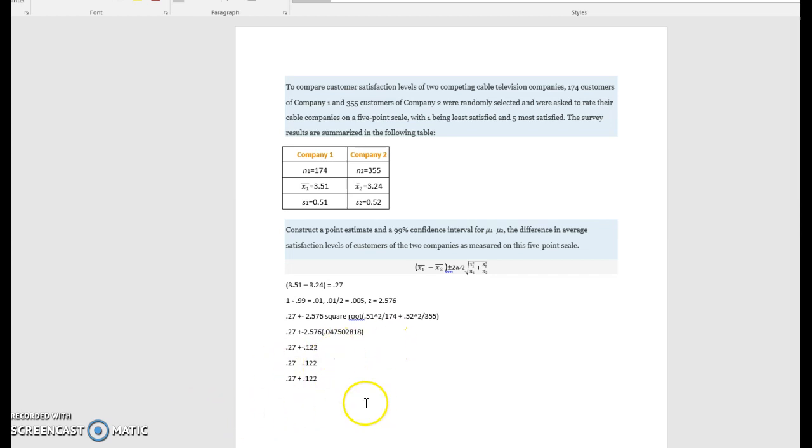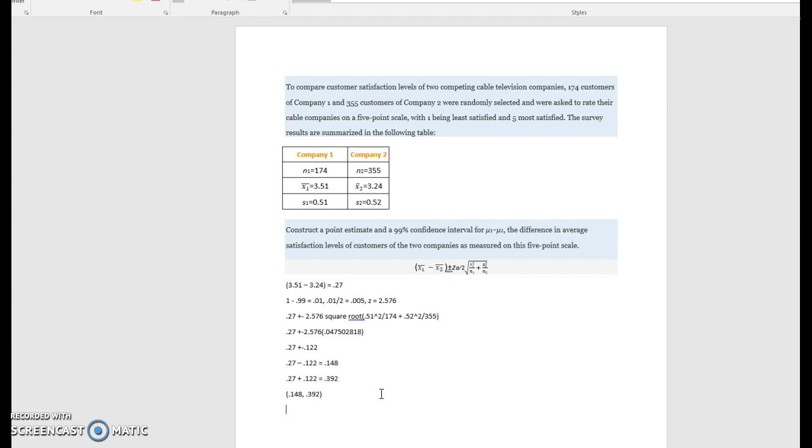First doing the 0.27 minus 0.122. That gives the low end of my confidence interval at 0.148. And then if we do the plus side of things, we get 0.392.